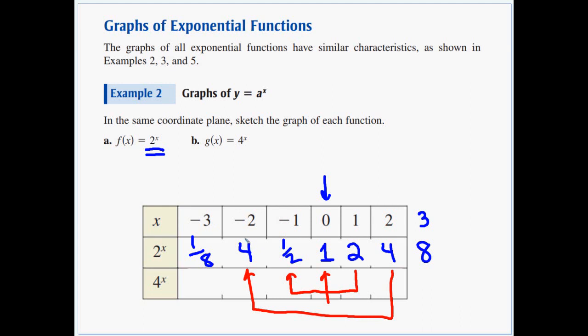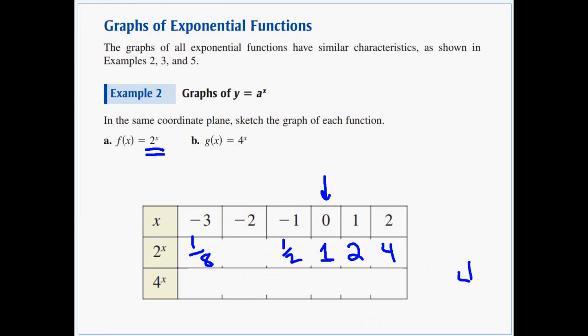Oops, that was supposed to be a 1/4. Sorry about that. 8, flip it over, 1/8. So there we can see that relationship on the table around 0. And let me fix this. I bet you were yelling at your computer screen when I was making that mistake. 1/4, there we go.